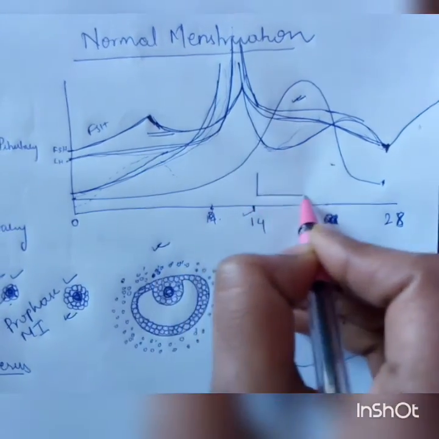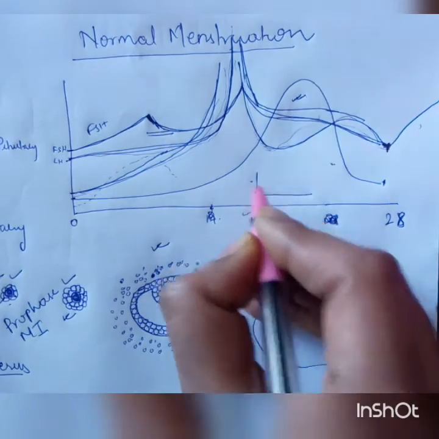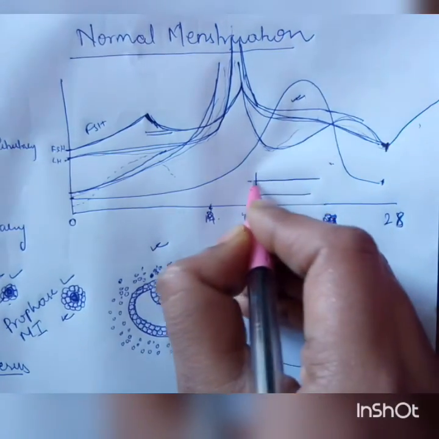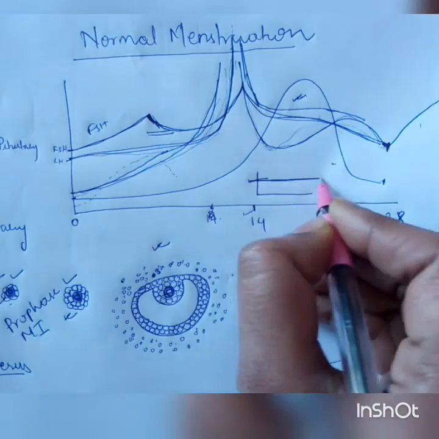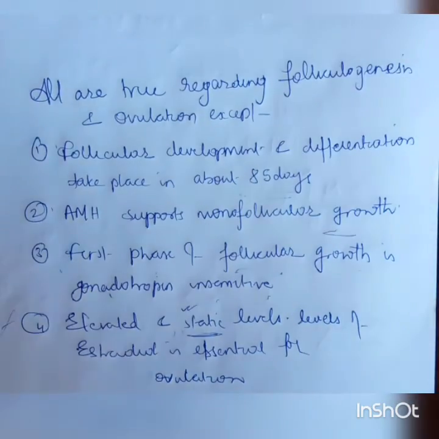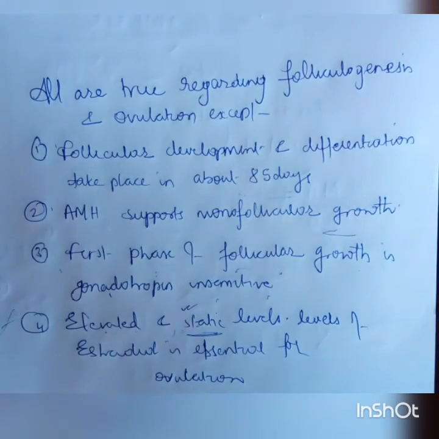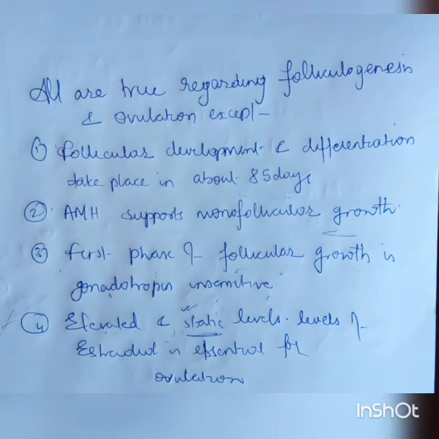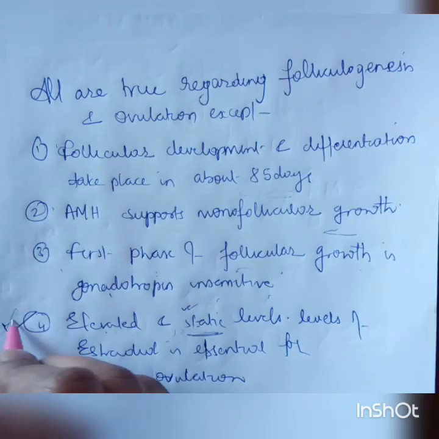Like if you see a PCO cycle, you have a baseline high level of estrogen, and that is one mechanism why ovulation doesn't take place. Estrogen never peaks, ovulation never takes place. So you require elevated and a dynamic level of estradiol for ovulation. Alright, so the answer is point number 4.